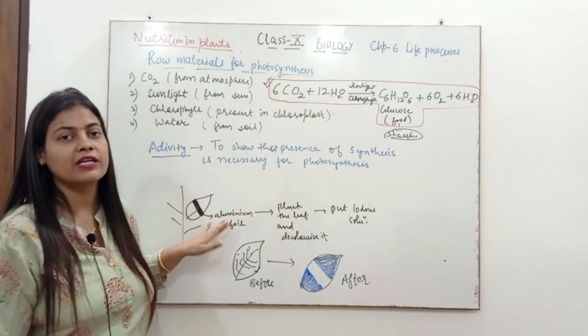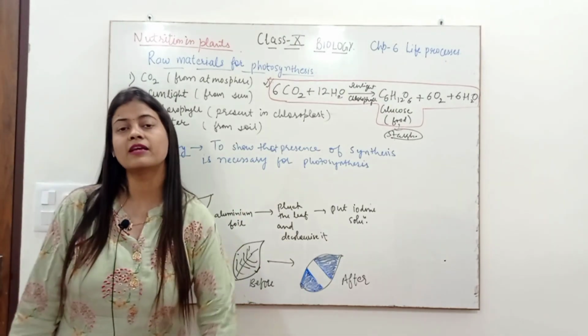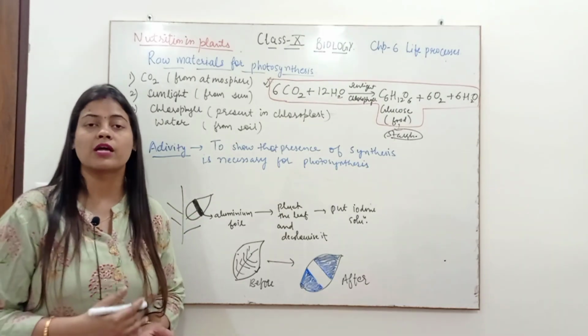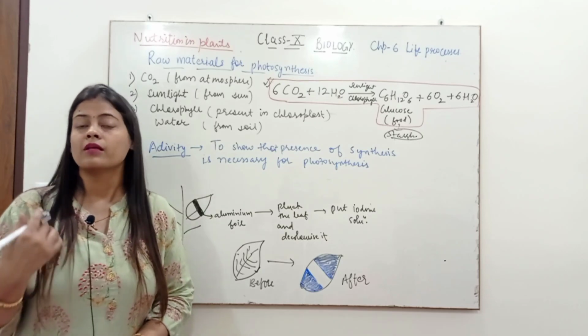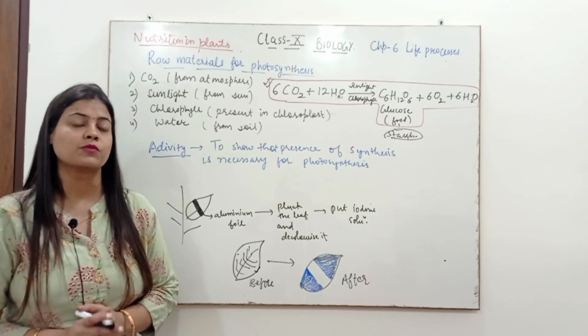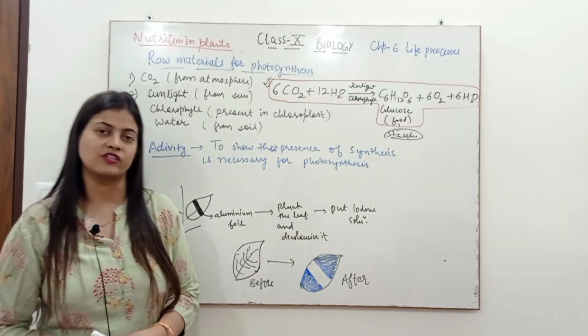So these three activities are there for your understanding, to prove what the requirements of photosynthesis are and what the raw materials for photosynthesis are. Next we will start with the actual process of photosynthesis. What are the steps involved in the process of photosynthesis? That we will take up in the next lecture.